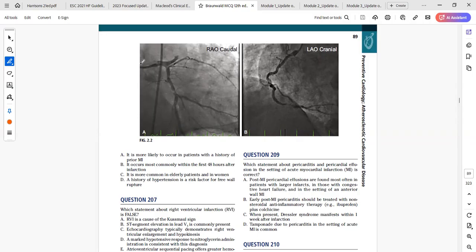Okay, correct me if I'm wrong. Maybe someone can correct me if I'm wrong. But if you look at this artery here, of course, this is RAO caudal. This is the left main coming out here, but I am not 100% sure. But like we all know, the left main gives off the circumflex and the left anterior descending.